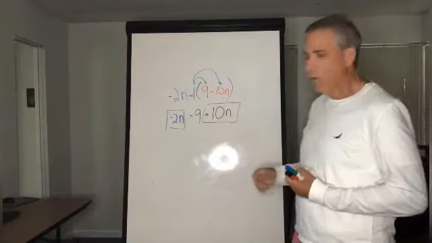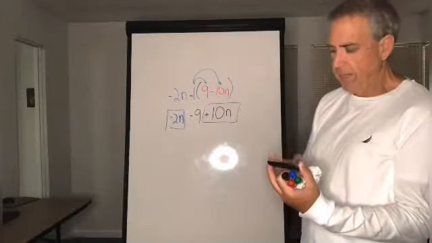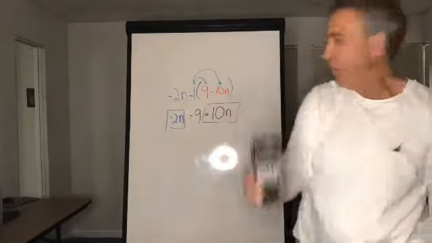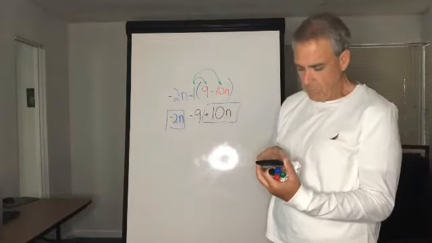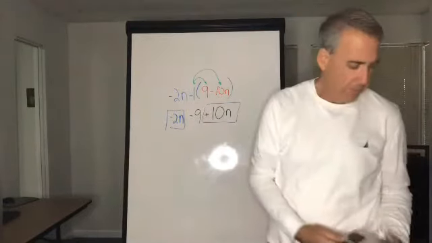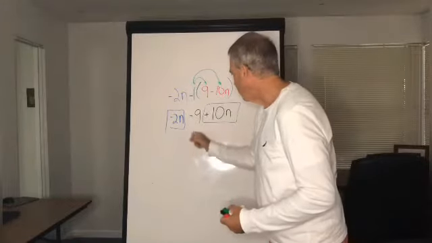So again, go on your calculator and go 2 and hit the negative. 2 negative, because it's negative 2n. And then go plus 10. And you'll get plus 8. Answer: 8n.